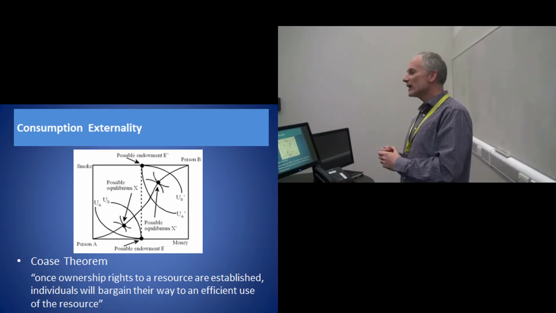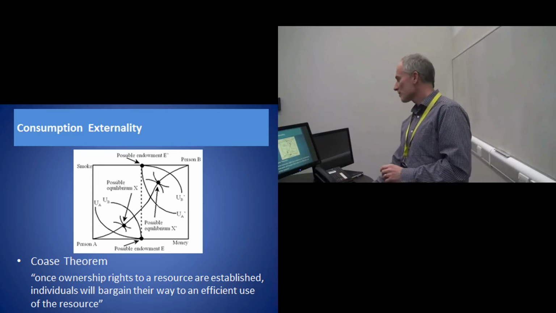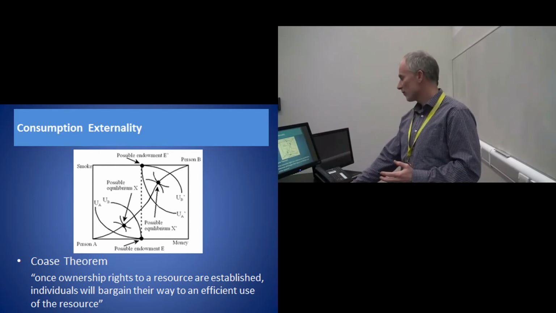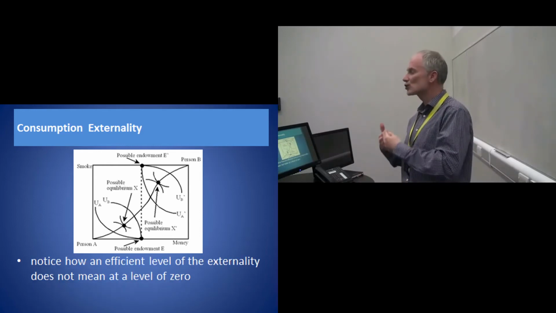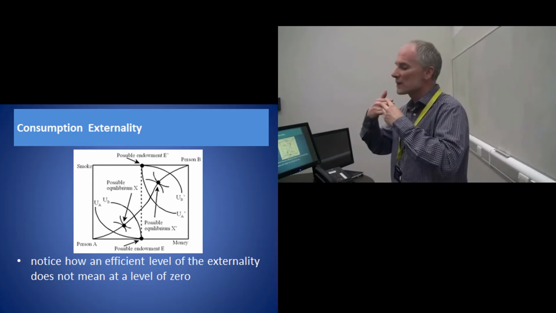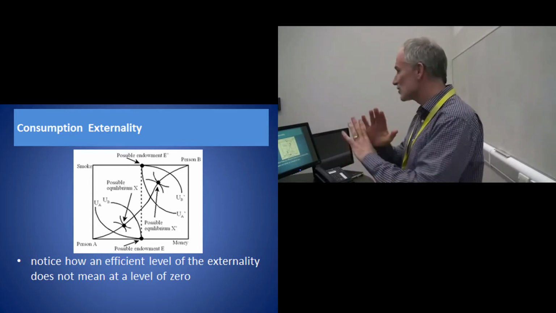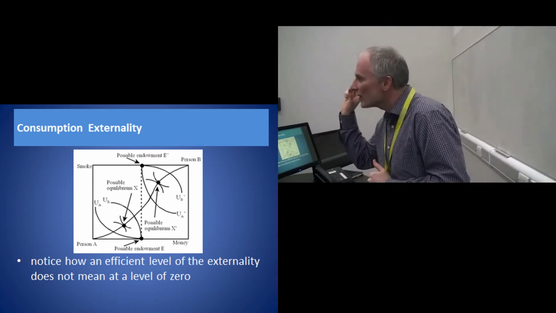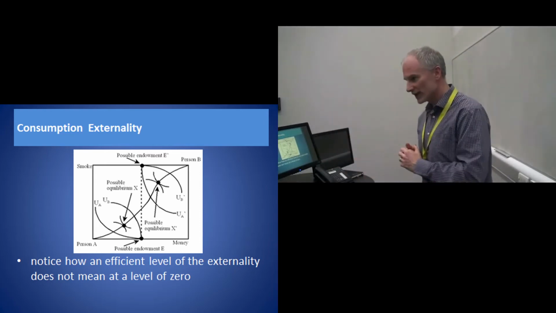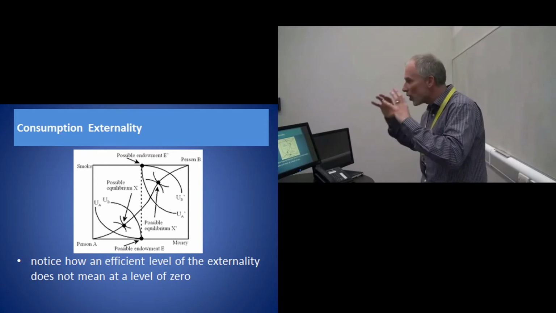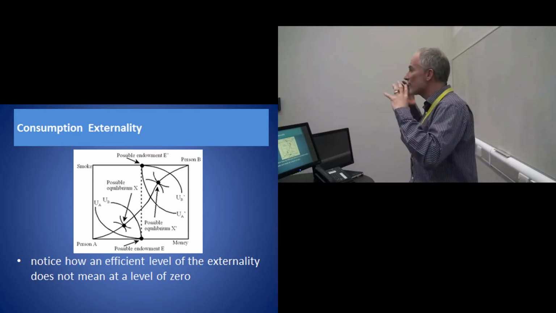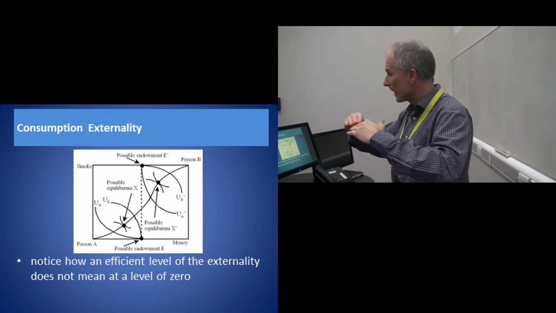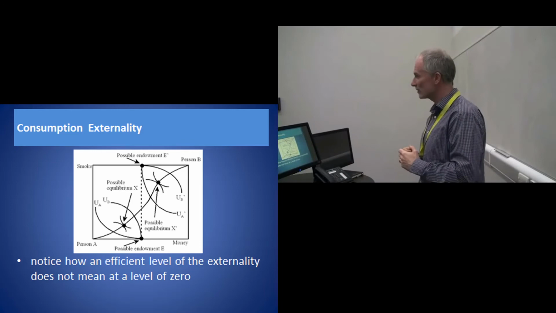However, I've only given you one example here. This initial endowment point was on the assumption that property rights are assigned to the non-smoker, who is perfectly entitled to clean air. However, this efficient outcome that we've identified does not mean that the amount of the externality available stays at zero. That is not what an efficient outcome means.